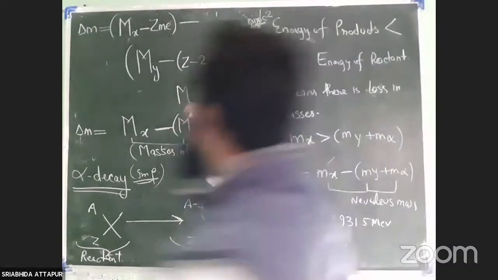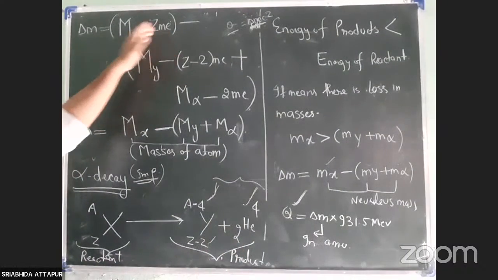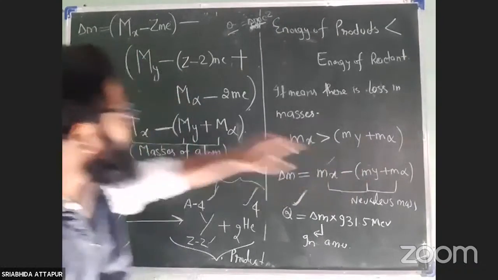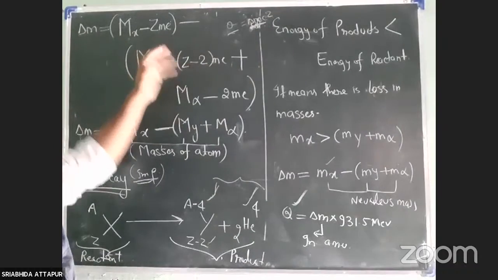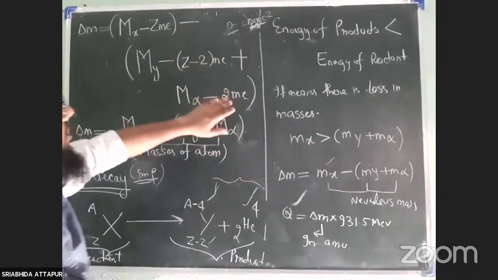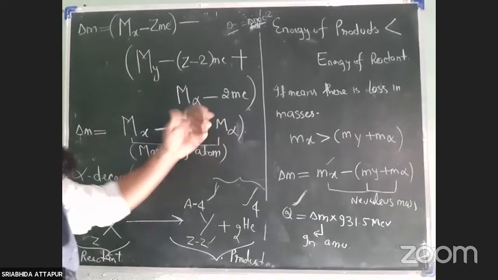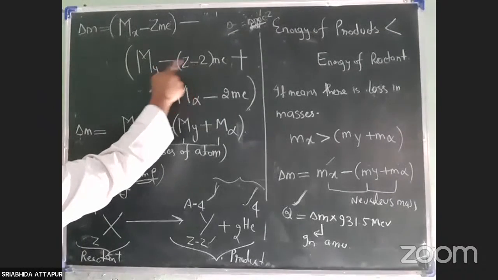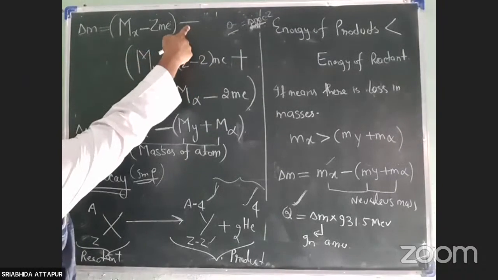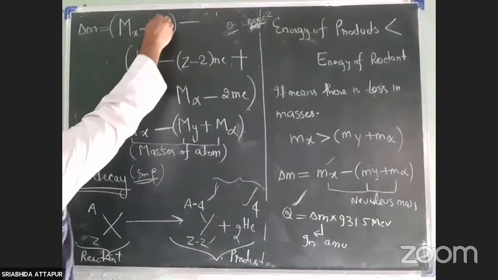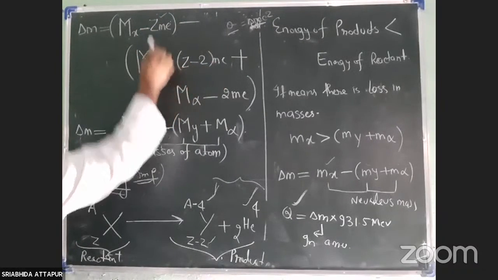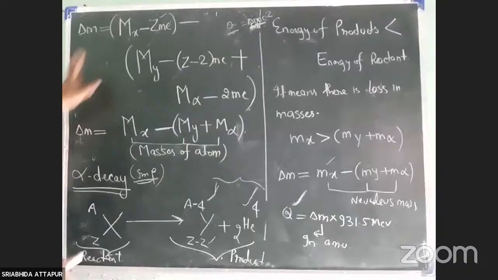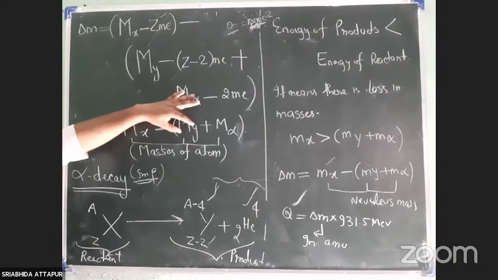Nucleus means what? If you remove the mass of electron, this will become the nucleus of X. Same thing for Y also: if you remove the mass of electron, this will become the nucleus. If you remove the mass of electron from alpha also, this will become the nucleus. So if we solve here, minus, minus becomes plus. The Z m_e will get cancelled, and finally what we get is m_X minus m_Y plus m_alpha.